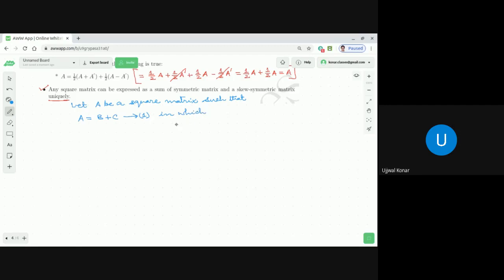B is a symmetric matrix. That implies, from the definition of a symmetric matrix, B transpose is equal to B. This we give as equation 2. And C is a skew-symmetric matrix.